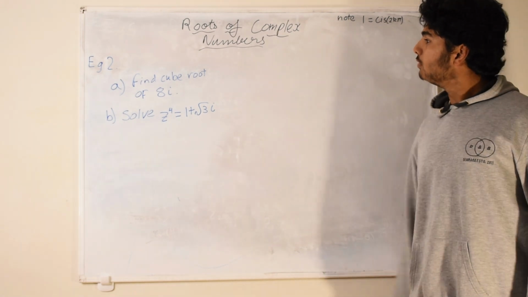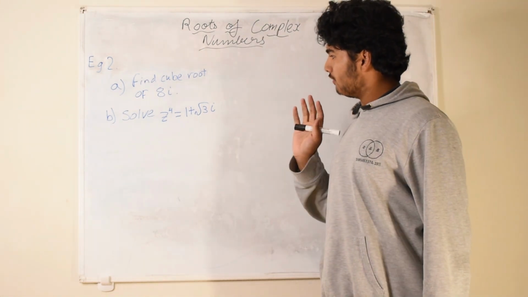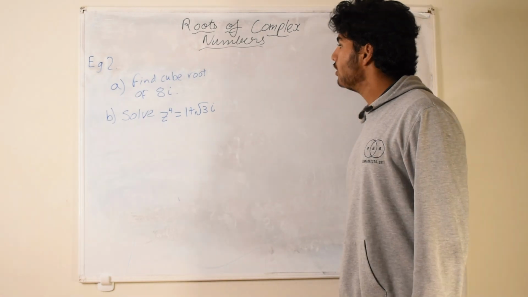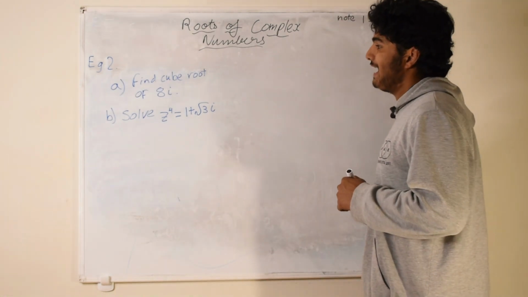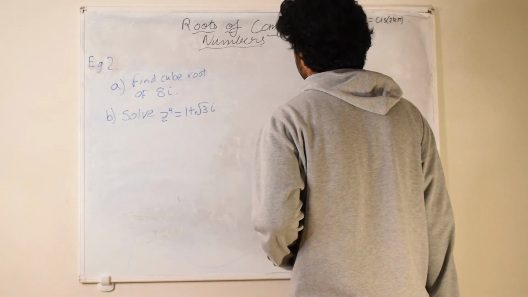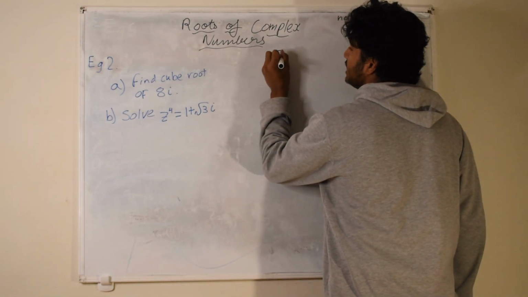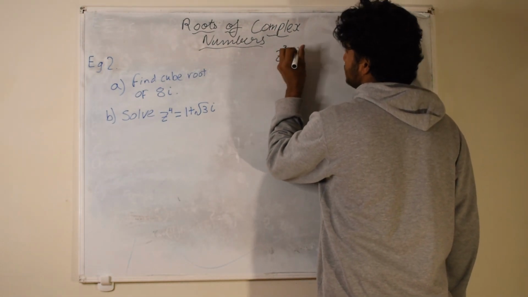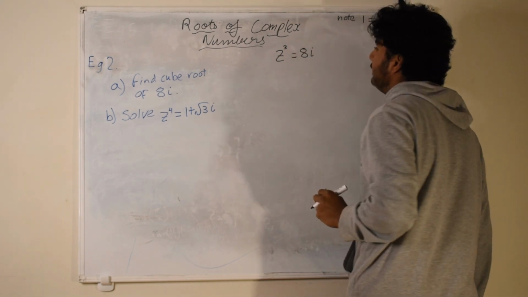Looking at this next example, we've got a cube root and the fourth root of complex numbers. So we'll start with A. Find the cube root of 8i. Another way of writing that is z cubed equals 8i.